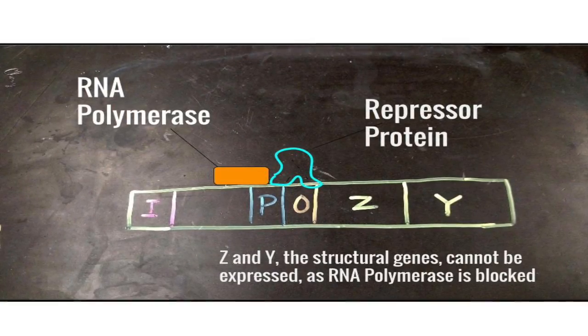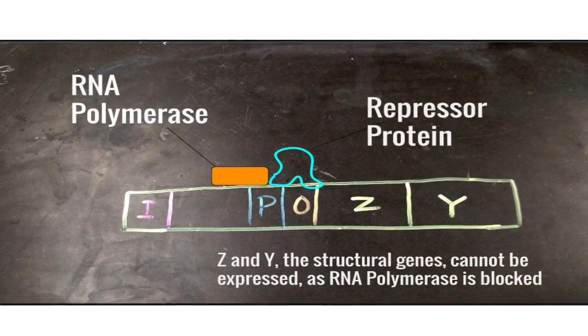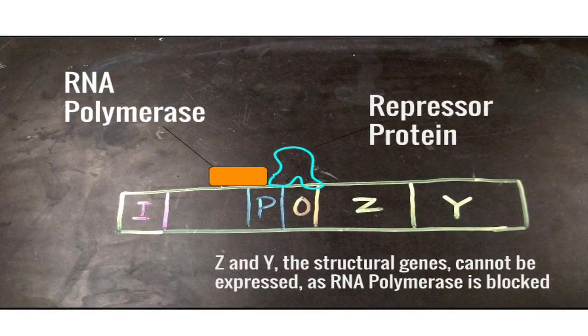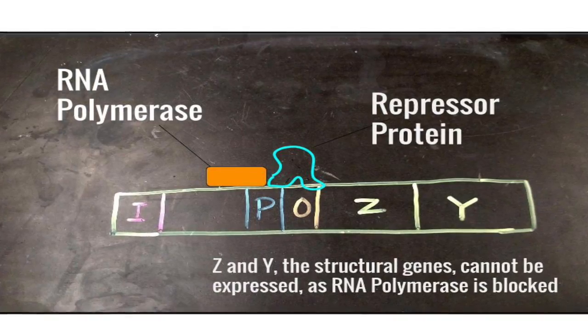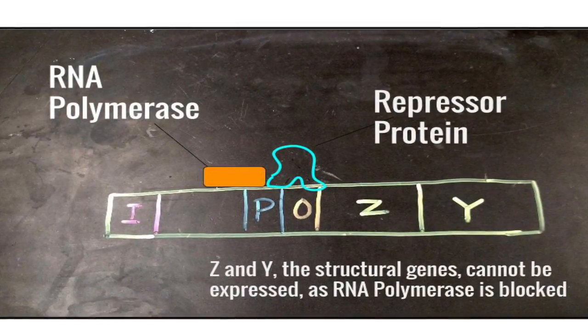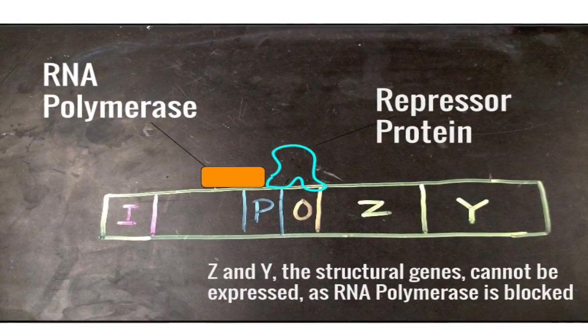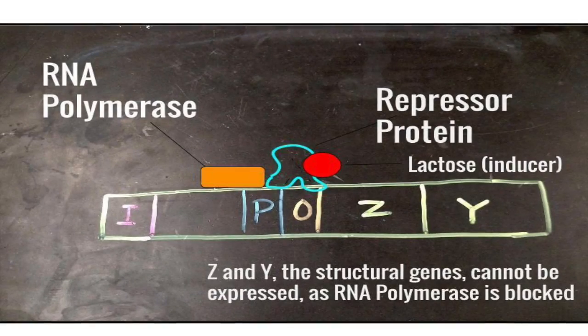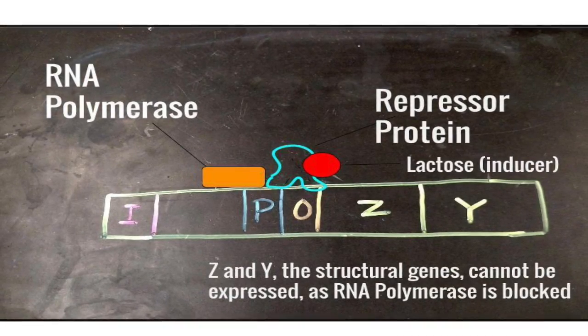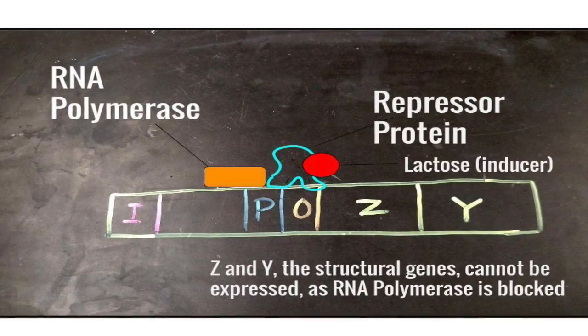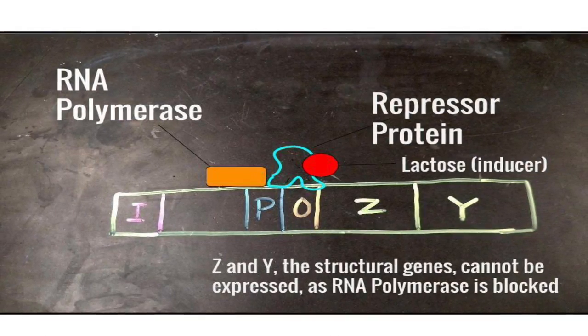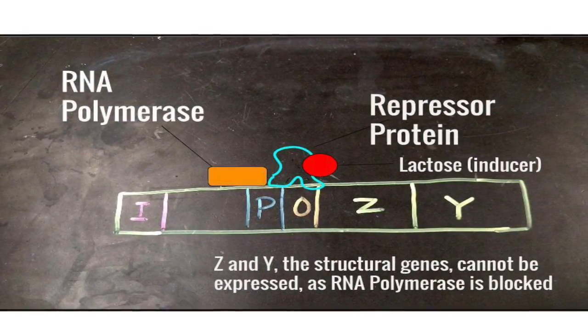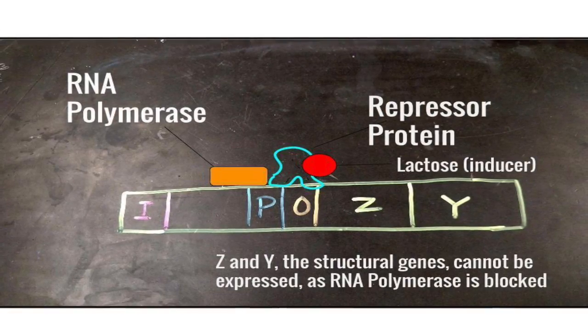Because the LAC operon is inducible, the repressor that is bound to the operator needs to be lured away to unblock the gene and allow for the expression of beta-galactosidase and lactose permease. So how can the repressor get lured away from the operator? In the case of the LAC operon, lactose is the inducer. It is called an inducer because this action causes or induces the production of proteins.